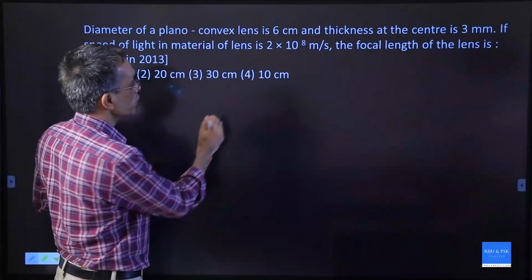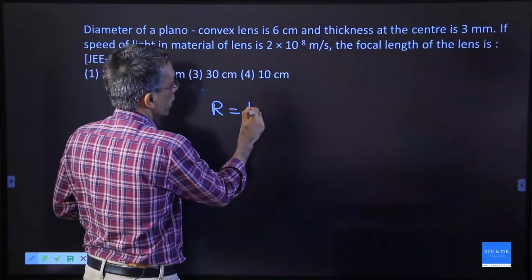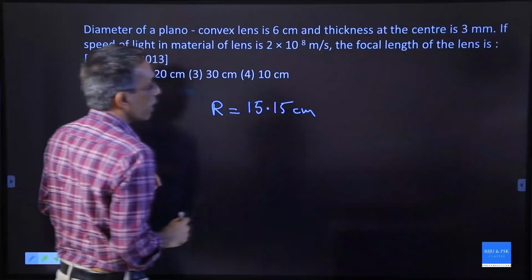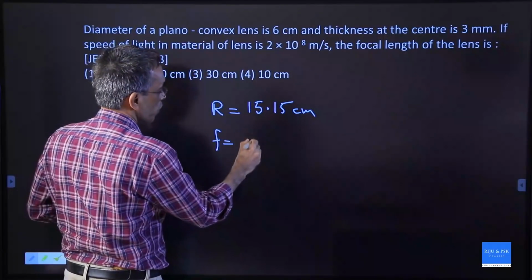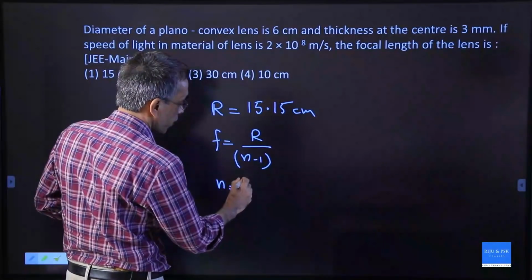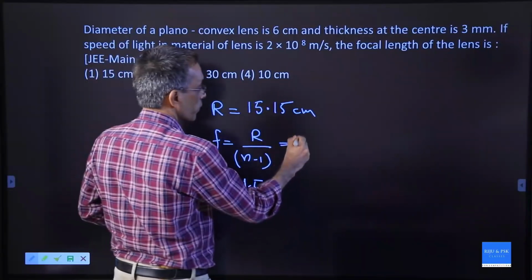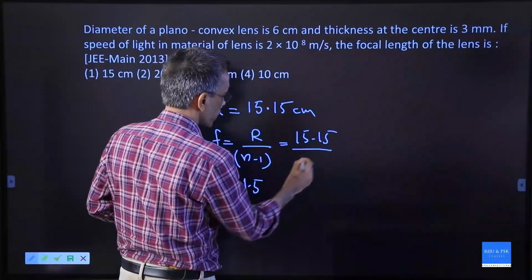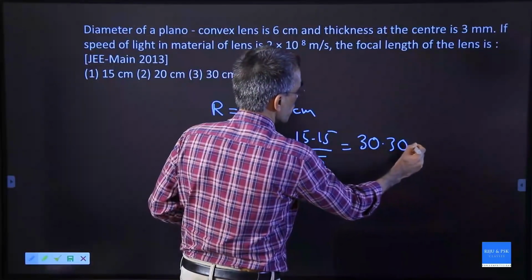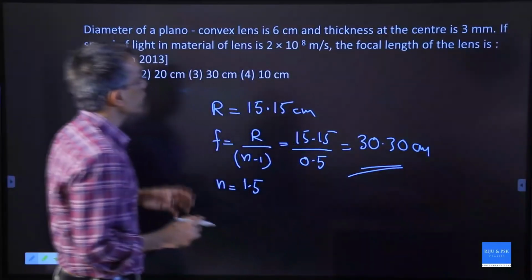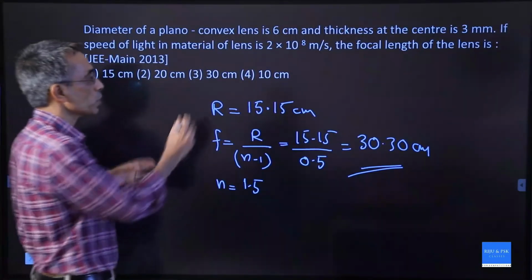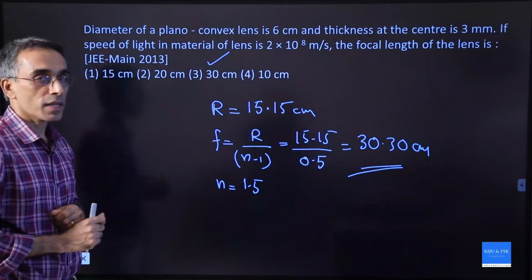After solving, you will get r approximately equal to 15.15 centimeter, and you will get the focal length using the equation r by (n minus 1), where n is equal to 1.5. So this will give you 15.15 divided by 0.5, which gives 30.30 centimeter. But in our options, the decimal values are not given. So your best option would be 30 centimeter. That will be your answer.